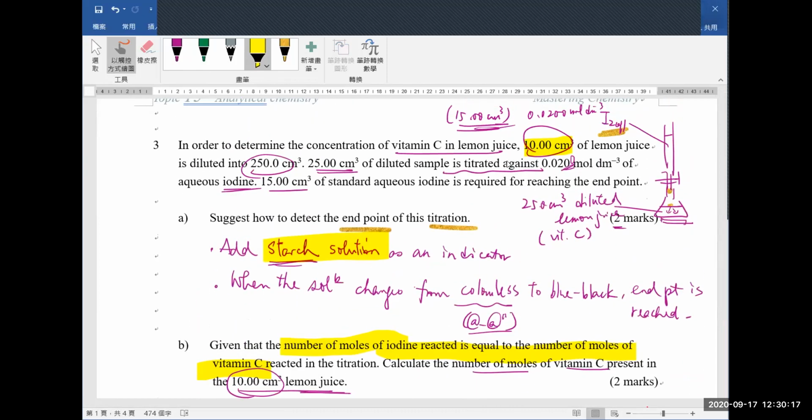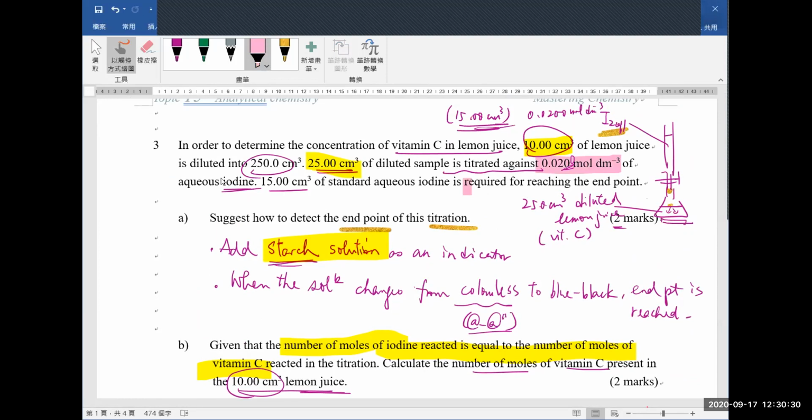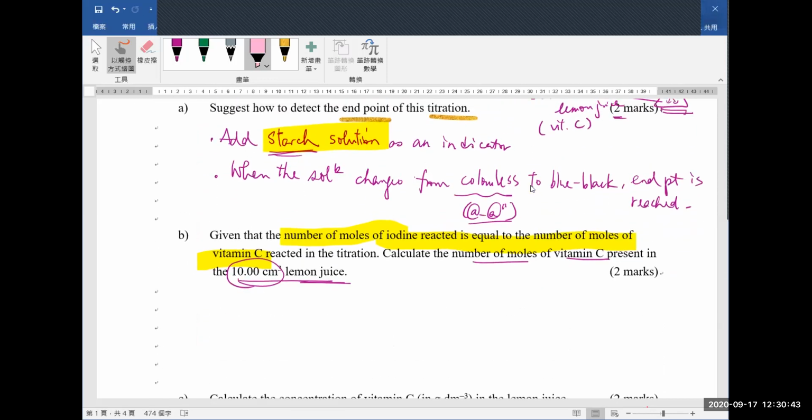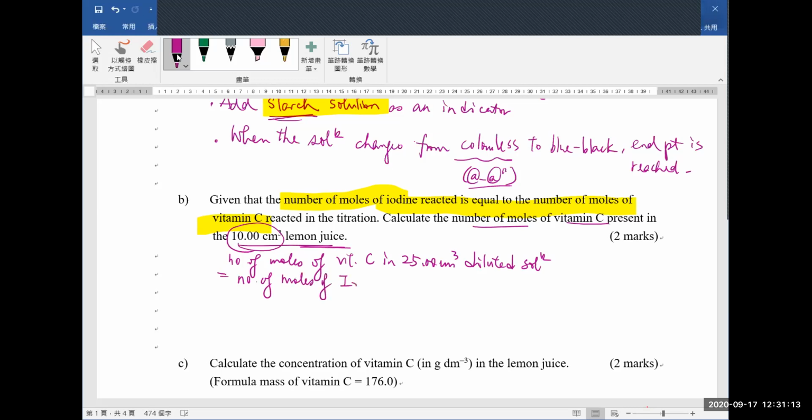The original solution is 10.0 cm cube. So you make it up to 250 cm cube and take a 1/10 portion for dilution. So any data about the iodine is related to the diluted portion only, but not to the 10.0 cm cube. Remember that. So you need to do the data treatment. By copying the information above: the number of moles of vitamin C in 25.00 cm cube diluted solution is equal to the number of moles of iodine reacted in one titration.